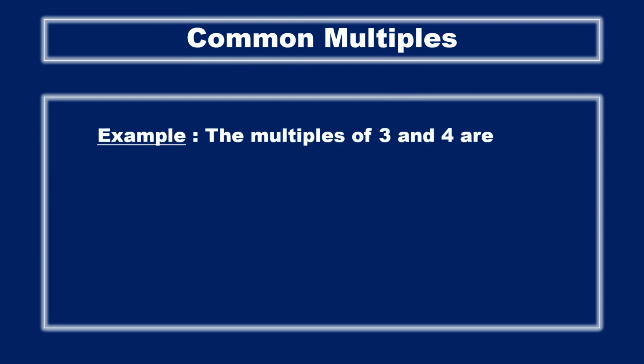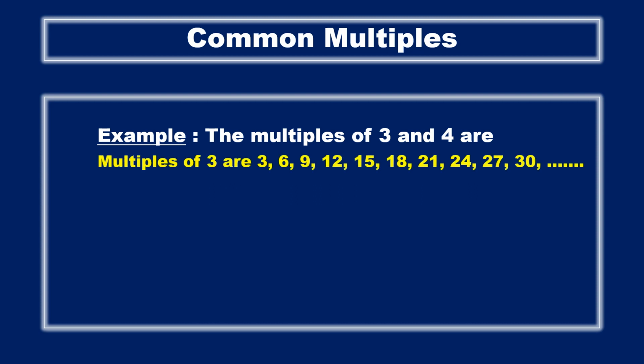So let us discuss this. The multiples of 3 and 4. Here I took the example 3 and 4. Let me write the 3 table first. 3 ones are 3, 3 twos are 6, 3 threes are 9, 3 fours are 12, 3 fives are 15, 3 sixes are 18, 3 sevens are 21. In that way I wrote till 3 times 10, 30.